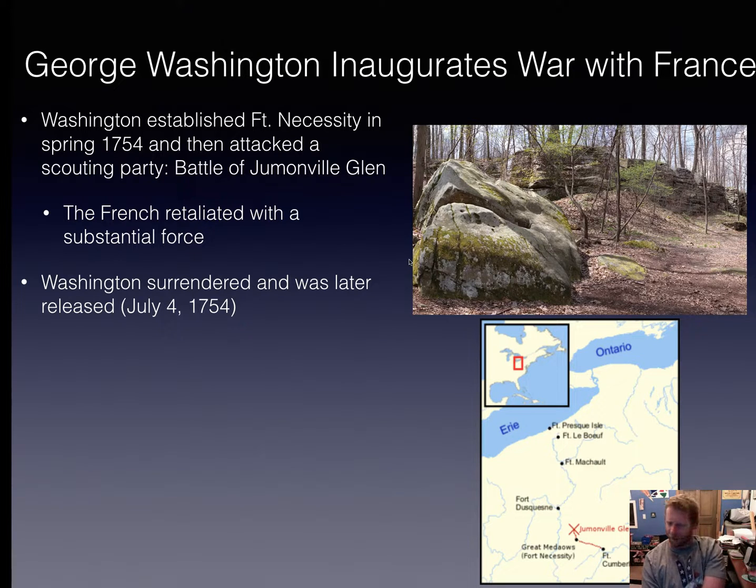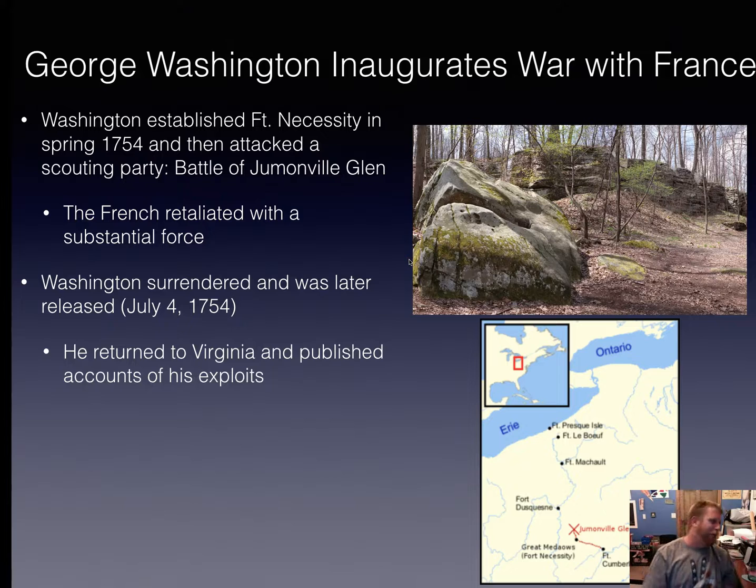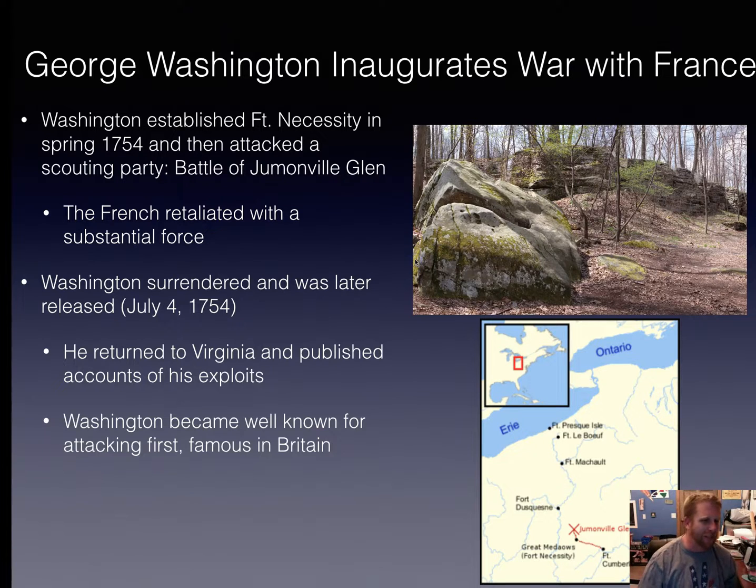The natives went a little crazy and actually chopped off the guy's head. It was vicious. It was bloody. Washington was almost like, oh, oops. And then the French retaliate and capture him. He returns to Virginia, publishes accounts of his exploits, and he becomes well known for attacking first. And he's actually famous in Britain for this. Even though he didn't really follow the orders, they liked that this guy had a little bit of initiative and attacked the French, put the French in their place, even though he got captured and there was a guy's head that got chopped off. But Washington was a go-getter.